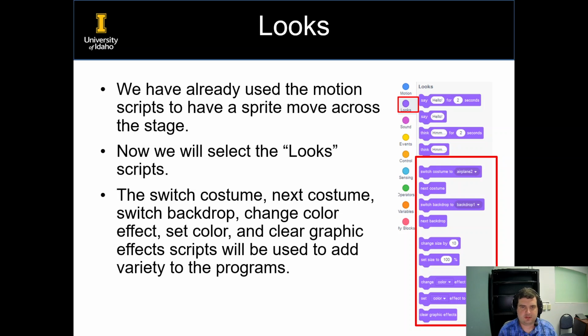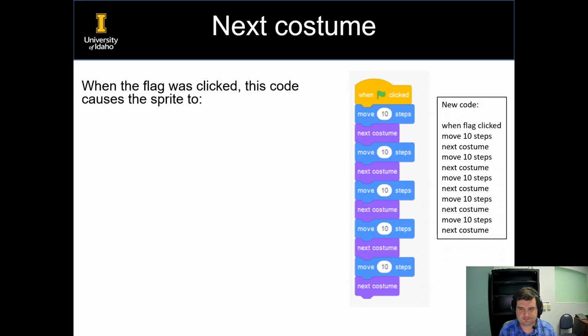Now, looks. We've used motion to make things move. We can also use looks to change how the sprite actually looks. This can change the costume, it can change the backdrop, it can change the color, it can set the color, it can clear graphic effects, it can get all mixed together and stuff like that. There's a whole bunch of options inside of looks.